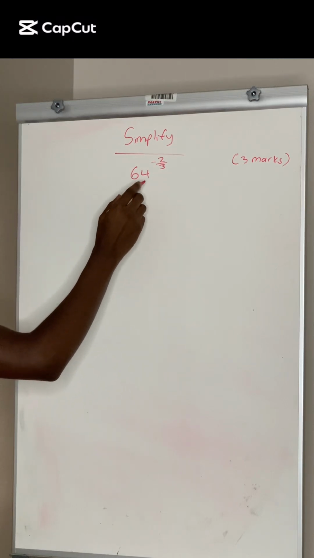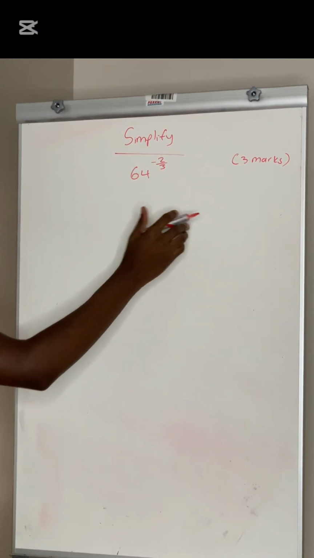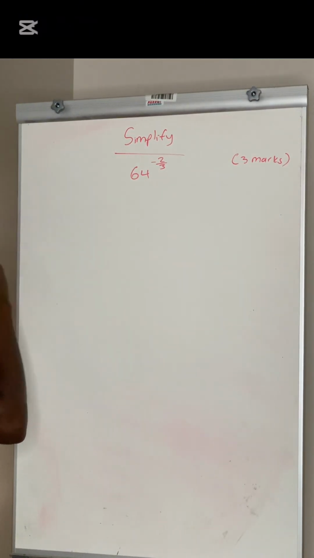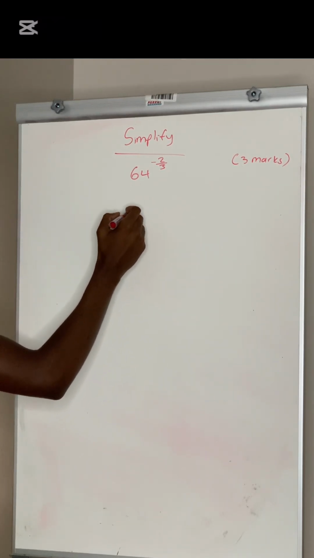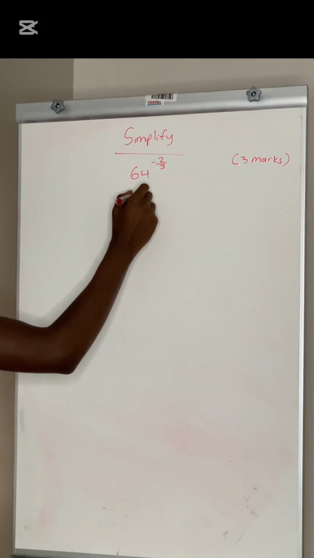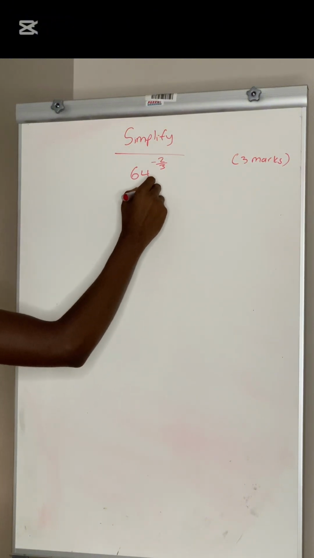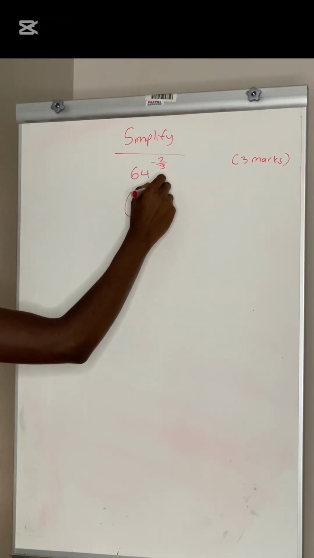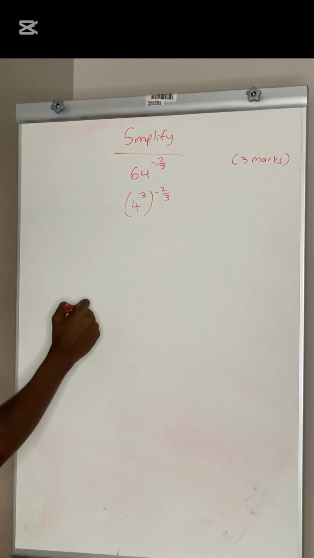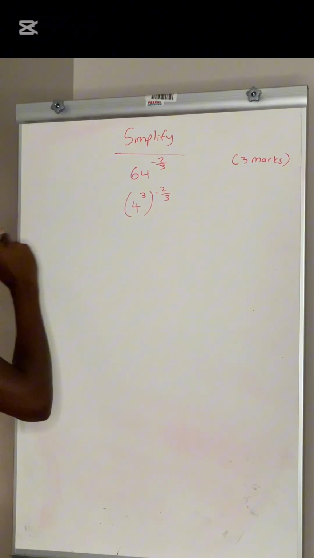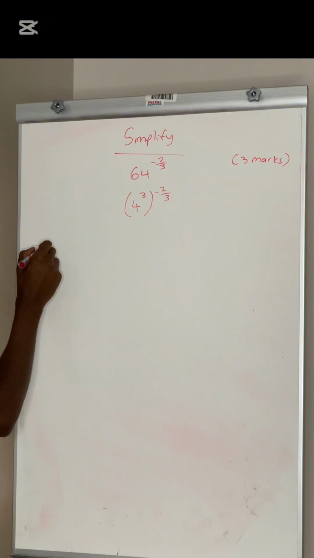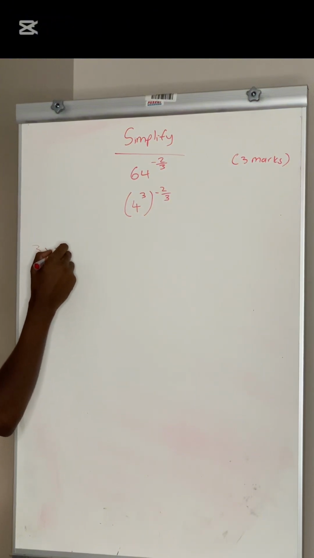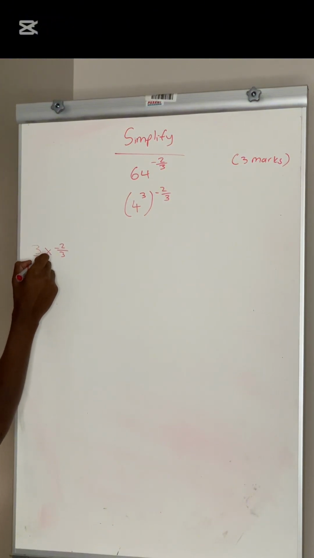Simplify 64 exponent negative 2 over 3 for 3 marks without using a calculator. So the first thing we can do is change 64 to its prime base, which is 4 exponent 3, okay? All of that is raised to the power negative 2 over 3. From here we can see that these two exponents can multiply each other, so it's 3 times negative 2 over 3, so it's 3 over 1 here.